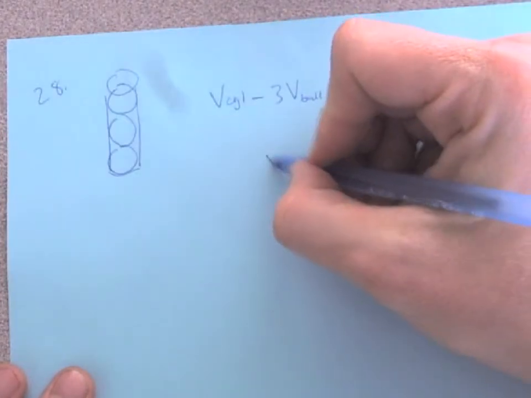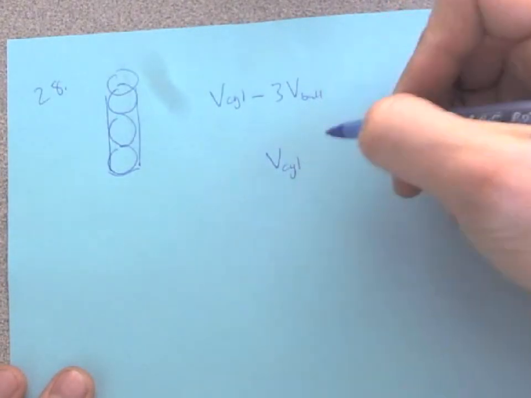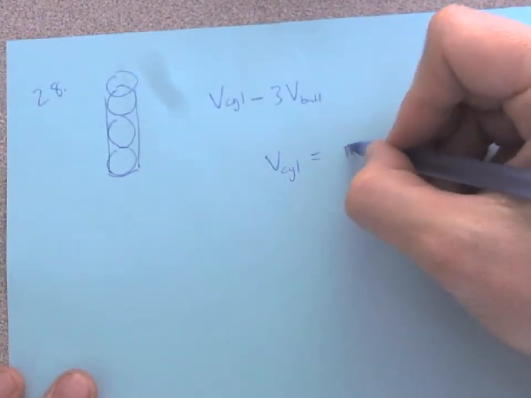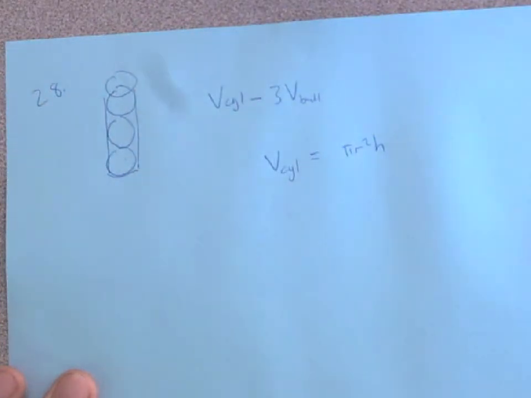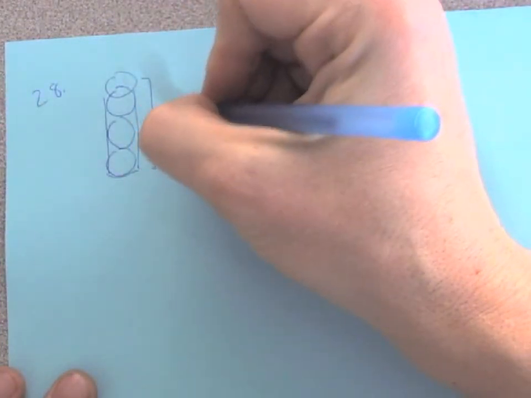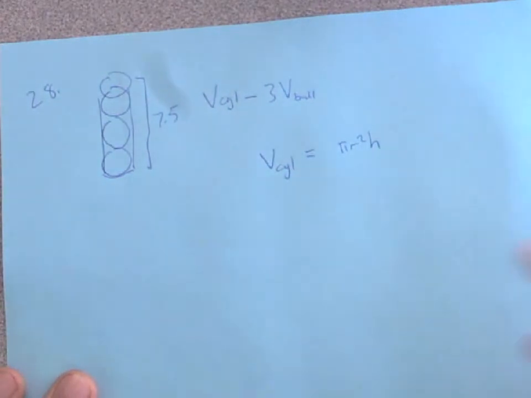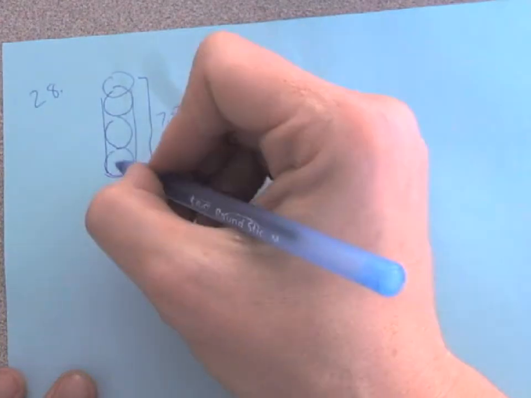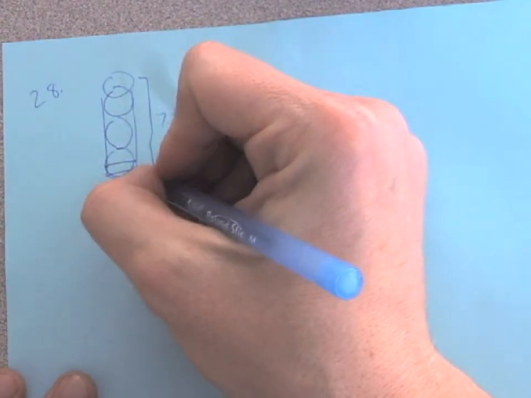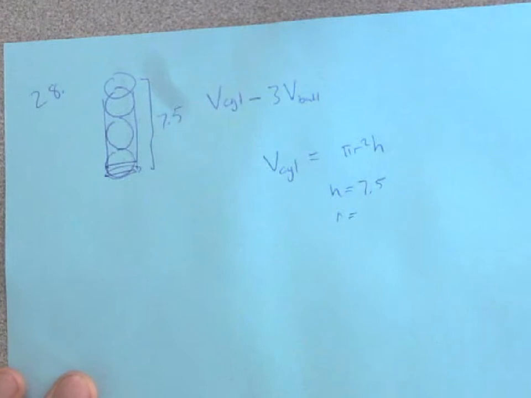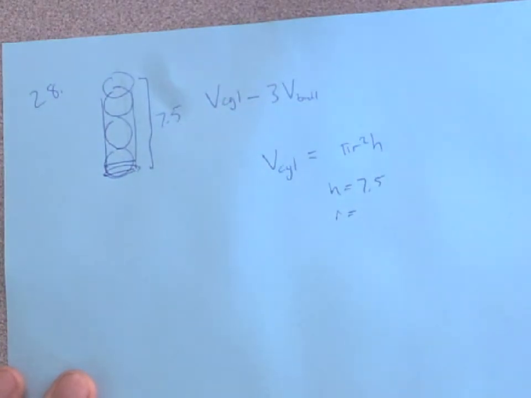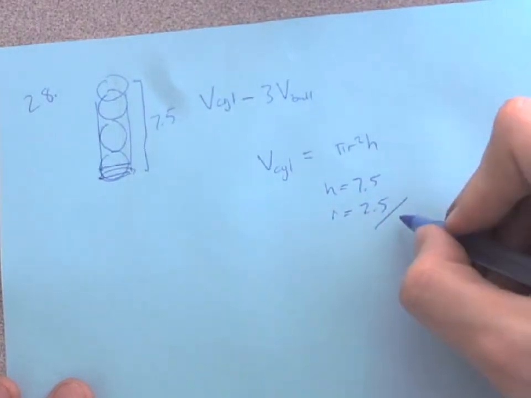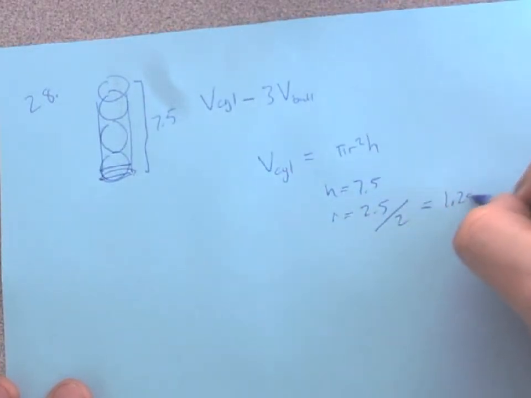Okay, so let's do a sub-problem. Let's find the volume of the cylinder. Start out with my formula. It's going to be pi r squared h. So we need a height. They told us it was 7.5. And we need a radius. We know that the diameter of the ball and the diameter of the cylinder are the same. That ball is going to fit right against the sides of the cylinder. We know the diameter is 2.5, so if we divide by 2, we get 1.25.